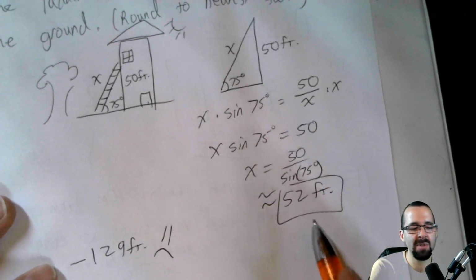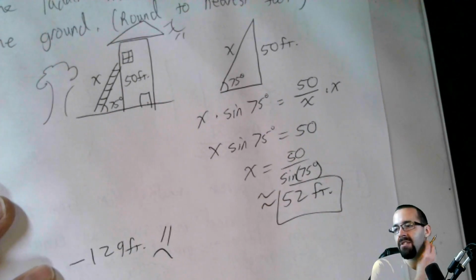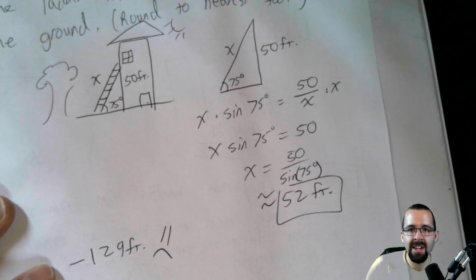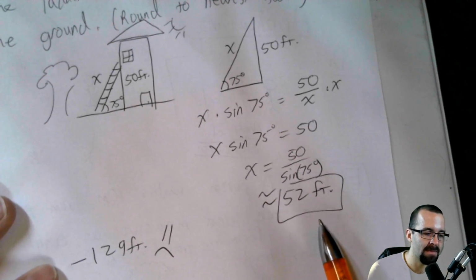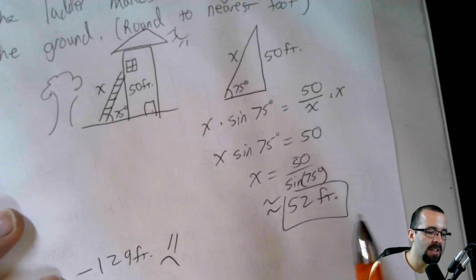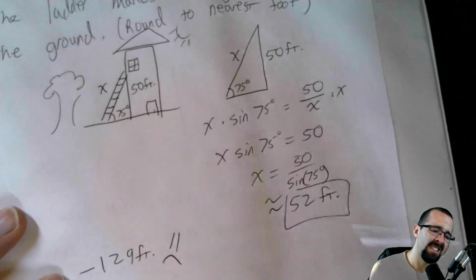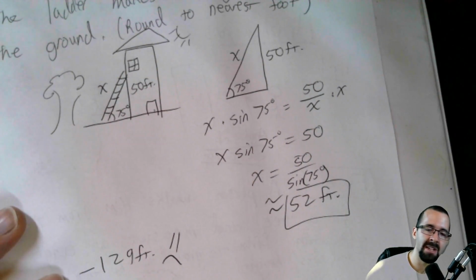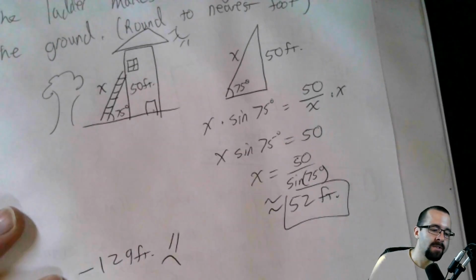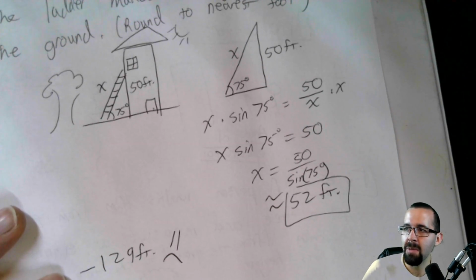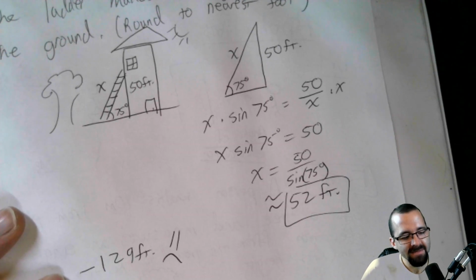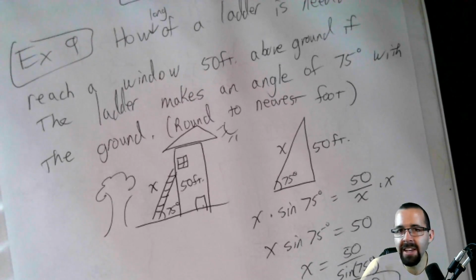So a lot of times when you're dealing with applications, if you have the wrong units, it'll be kind of obvious. Just think about your answer in context of the problem. A 52-foot ladder to get 50 feet up seems a little short to me personally, but it's in the realm of possibility. So I trust that at least some of my math is probably pretty right. And that's basically it.